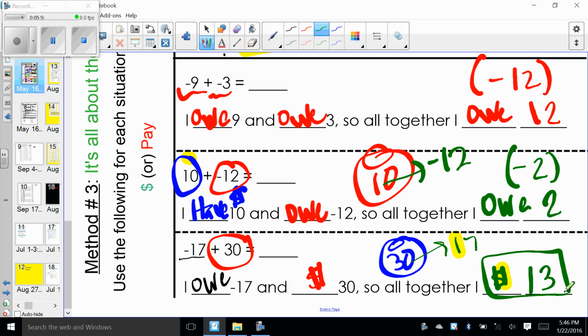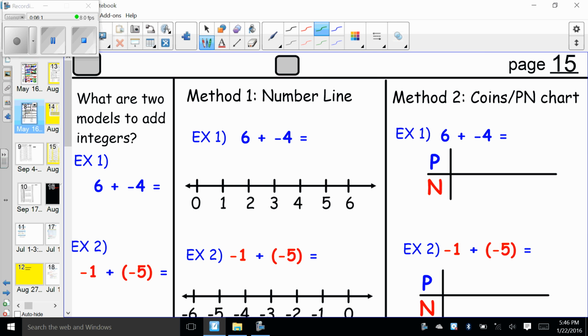So that's what we would call method 3. So we've seen number line, we've seen positive negative coin chart, and we've seen just really thinking about it in terms of money, having money, owing money. All right, so page 15.